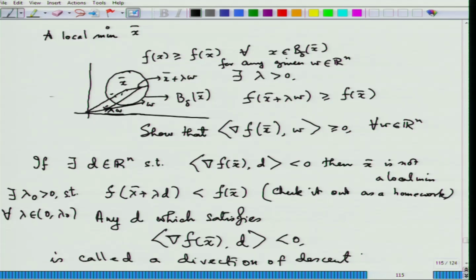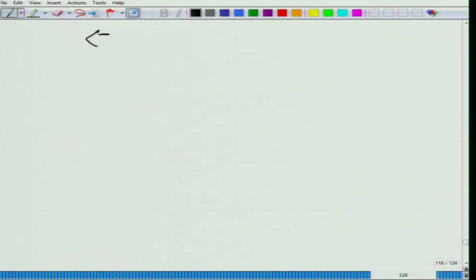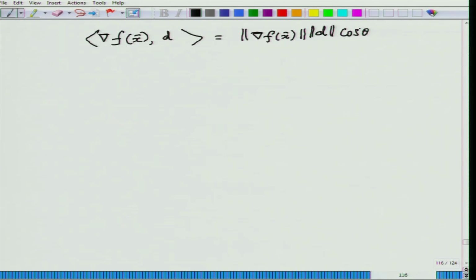So, we will now be talking about the direction of steepest descent. By our standard notion of a dot product, this is nothing but the norm of grad f x bar times the norm of d times cosine theta, where theta is the angle between grad f x bar and d.